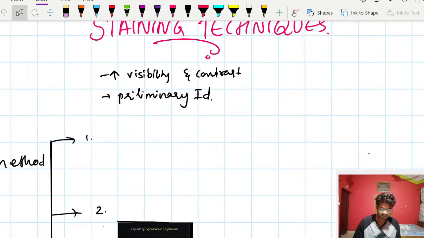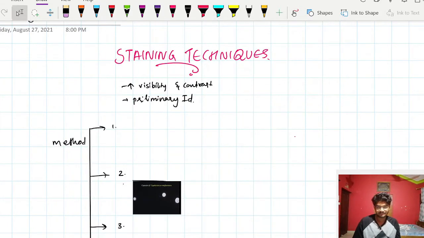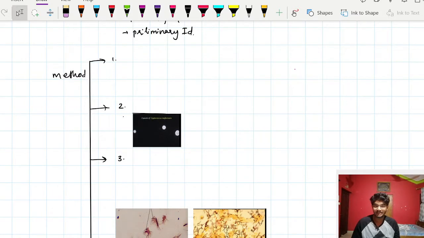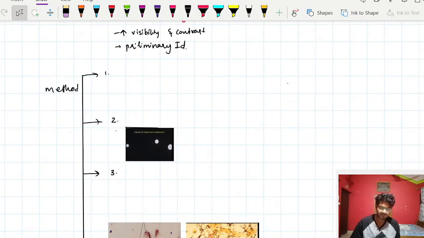So what are the methods of staining? There are basically five staining techniques. The first one is simple, then there is the negative staining technique, then the differential staining technique, then the impregnation method, then special staining techniques. We will discuss all of this in detail, don't worry, we will write it down.